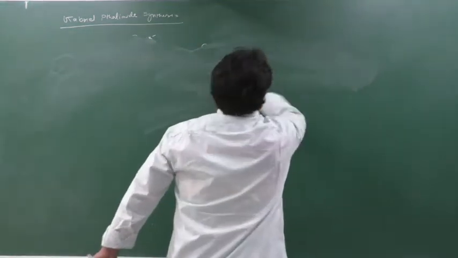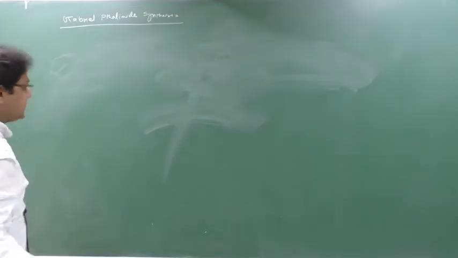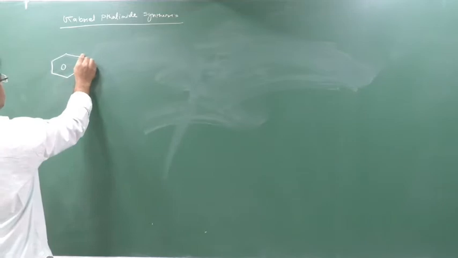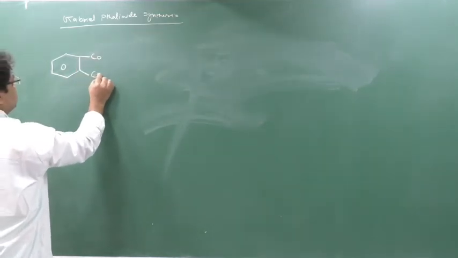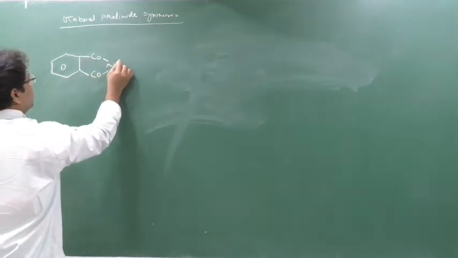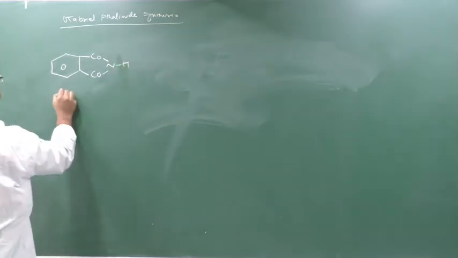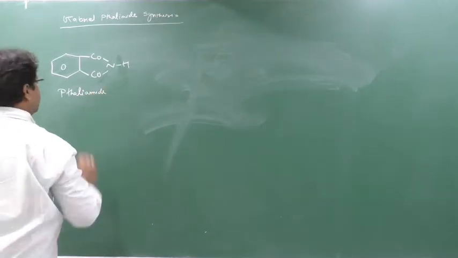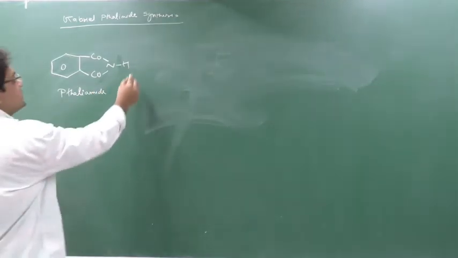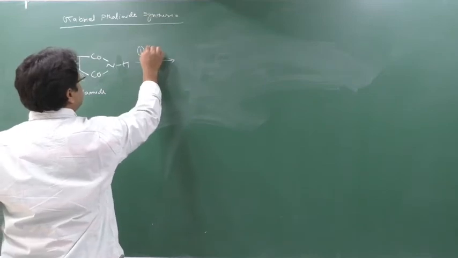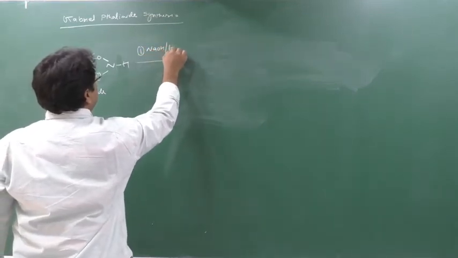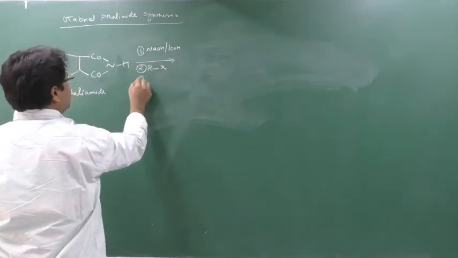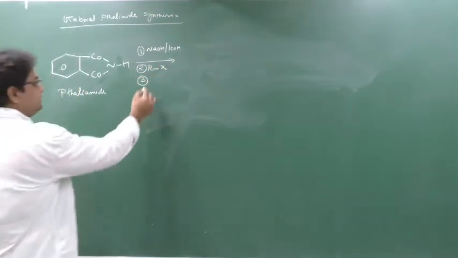So how to prepare the amine? See here. First you take the phthalimide. This is phthalimide. It is made to react with a base, NaOH or KOH; second, it reacts with RX, an alkyl halide; and third, it is reacted with water.